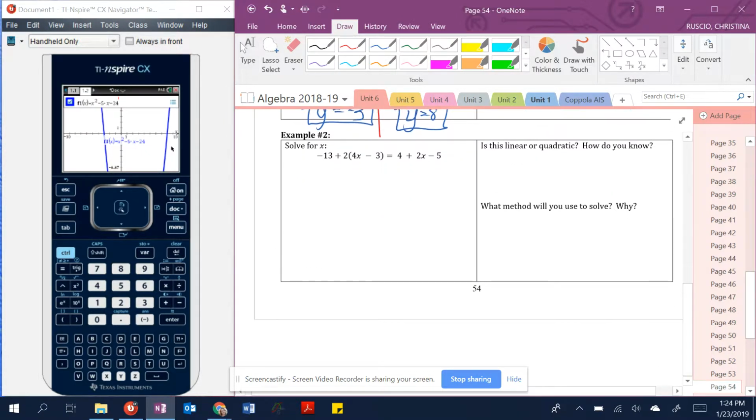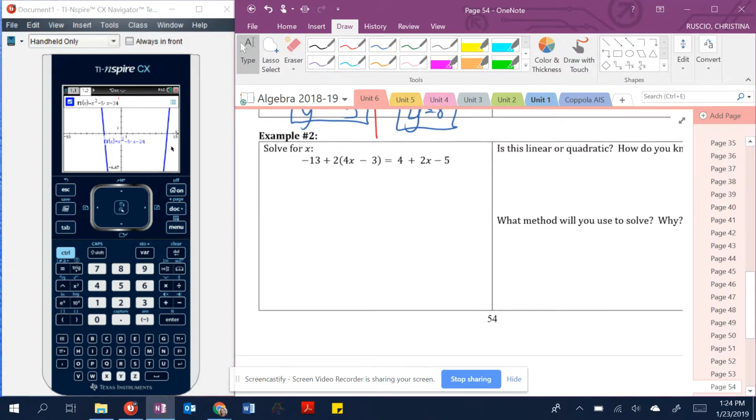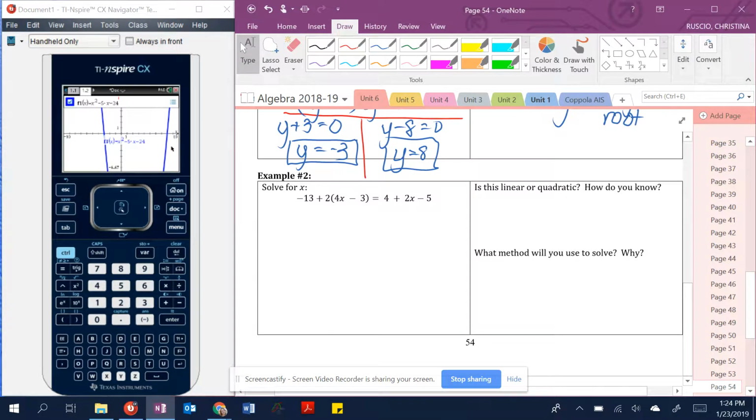All right, example number 2. Check it. Ooh, there's parentheses. So before we commit to our final answer of whether or not this is linear or quadratic, which is going to tell us the strategy that we're going to have to use, I'm going to distribute. So distribute, and I end up with -13 plus 8x minus 6 is equal to 4 plus 2x minus 5.